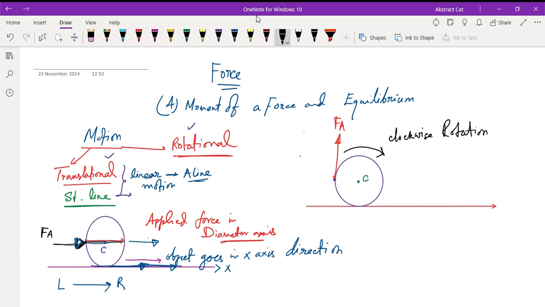A very good example: if I apply a force F dash, of the same magnitude but in the opposite direction, we see the object rotates anti-clockwise, or counterclockwise.